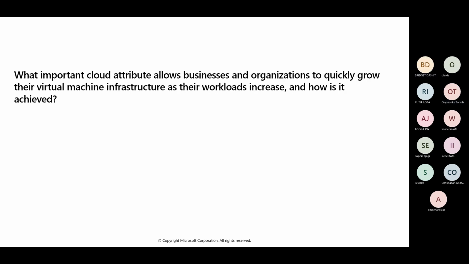Now the next question is for Group B. They own this question, and if they do not answer it, then you can make room for someone else to answer it. Anybody that puts their hand up first will get the points. Group B, the question is, what important cloud attributes allow businesses and organizations to quickly grow their virtual machine infrastructure as their workload increases? And how is this achieved?